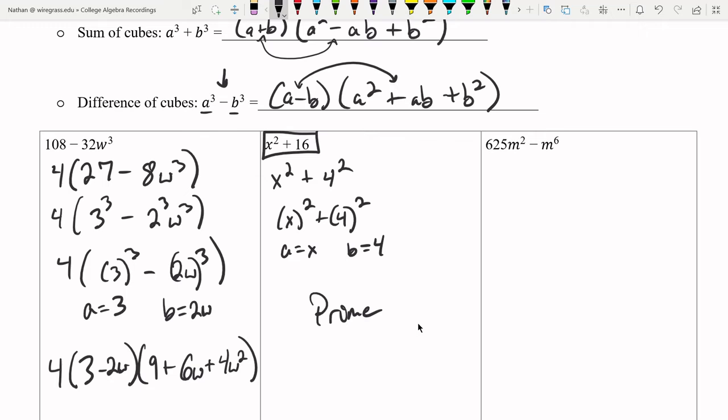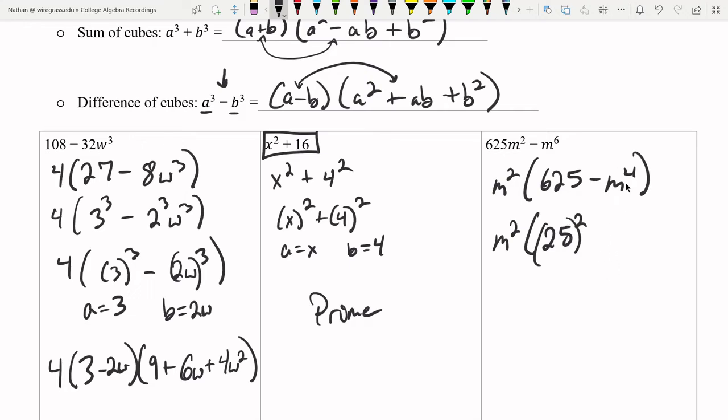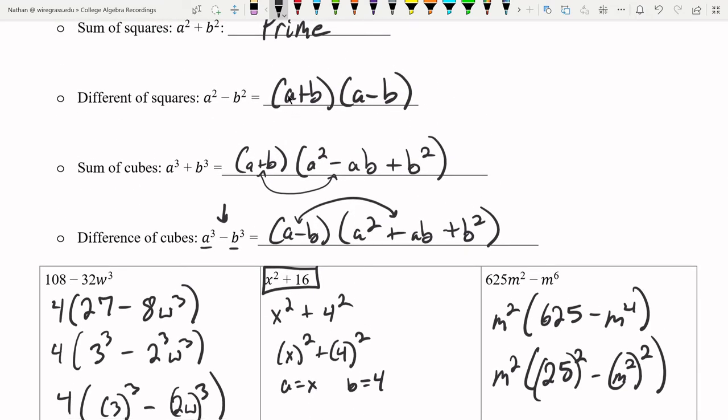Okay, for the next one, I see I can take out an m squared from both terms. And here, 625, this is actually the same thing as 25 squared. And m to the 4th power, I'm going to write like this: m squared squared. So this is actually a difference of 2 squares. And a difference of 2 squares says that we're going to take the plus version of a and b and the minus version of a and b.